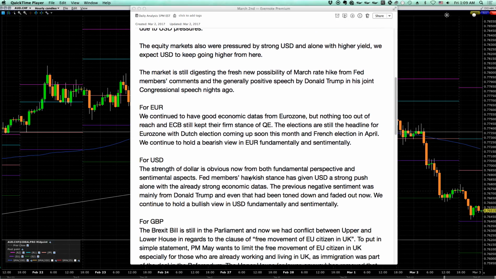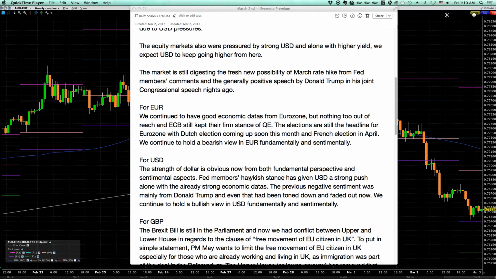Now, for our currency view, for Euro, as I mentioned, fundamental data have been promising, but the ECB also mentioned they are going to ignore this high inflation for now. And as long as the central bank continues to be dovish, we do think Euro is a negative currency. Now, fundamentally speaking, of course, the elections are still a large negative sentiment for the Eurozone. The Dutch election is coming up, I think, March 15th or around that time. And then April, of course, is the French election.